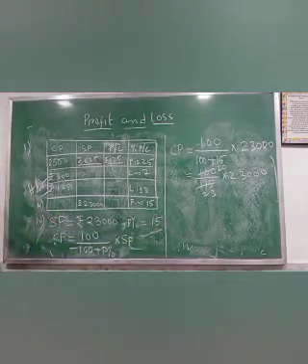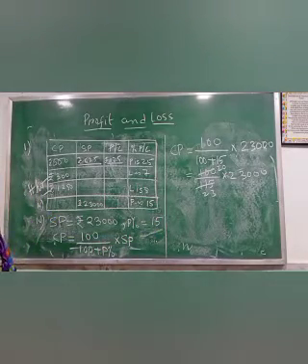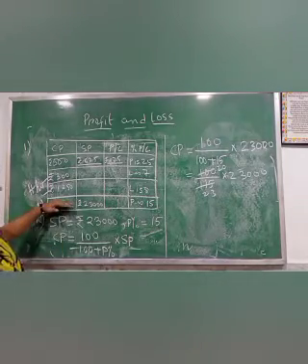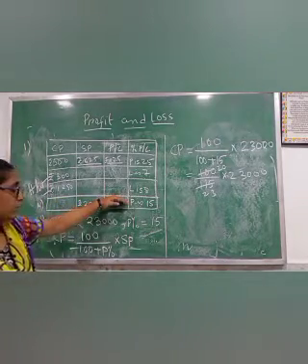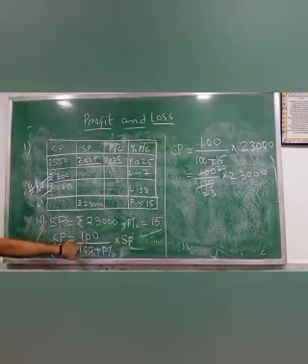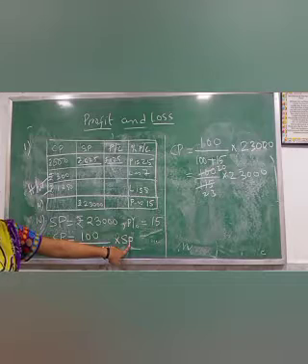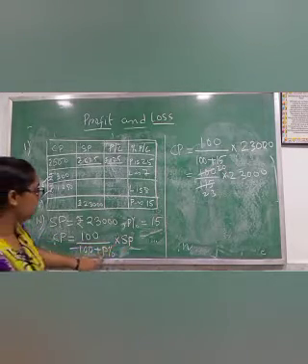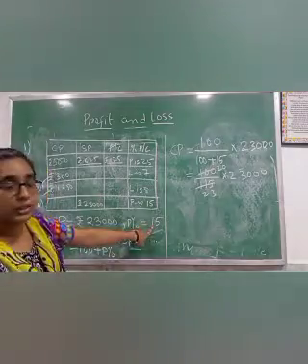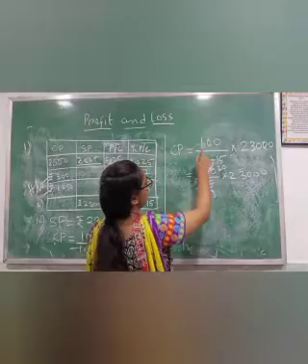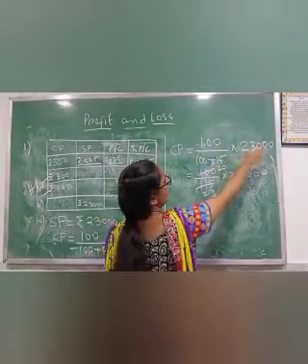We are using the 7th formula. Formula number 7: when we have SP and profit percentage, then we can find CP and profit. Now CP equals 100 by (100 plus profit percentage) into SP. So we are using formula number 7. In the place of P what will we write? 15. In place of SP what will we write? 23,000. So I have written 100 by (100 plus 15) into 23,000.